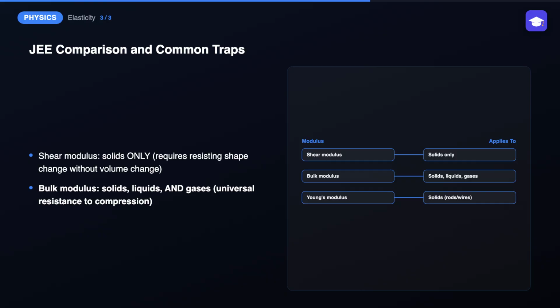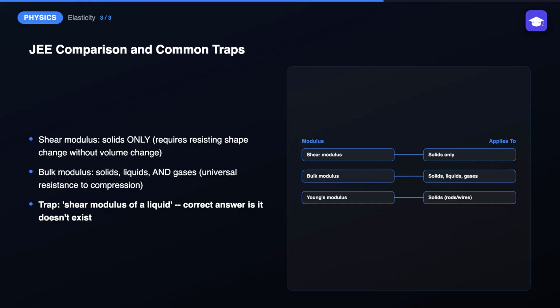A common trap directly tests this exact distinction, asking specifically about the shear modulus of a liquid, and the correct answer is that it simply doesn't exist. Liquids offer zero resistance to shape-changing shear stress.